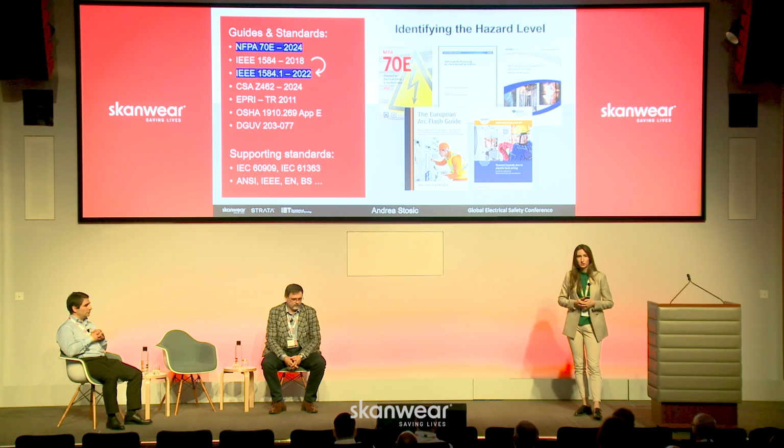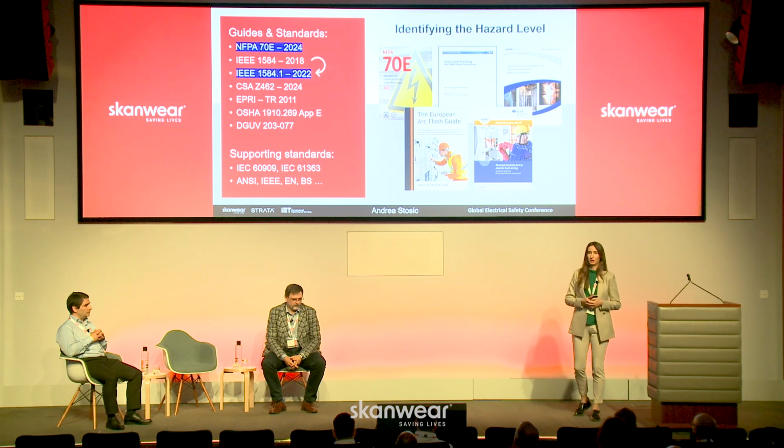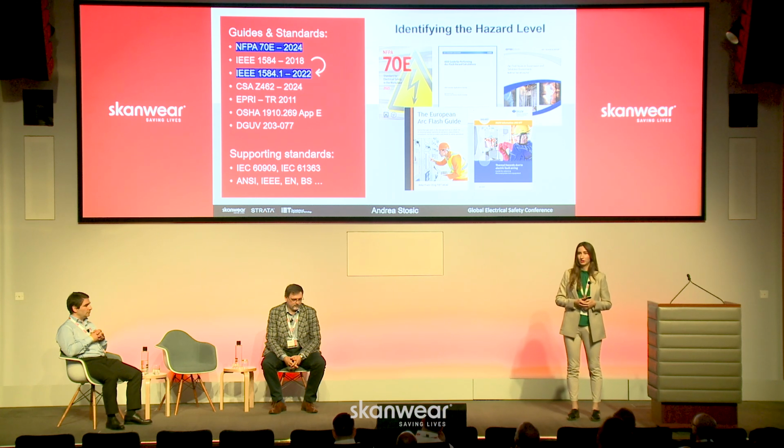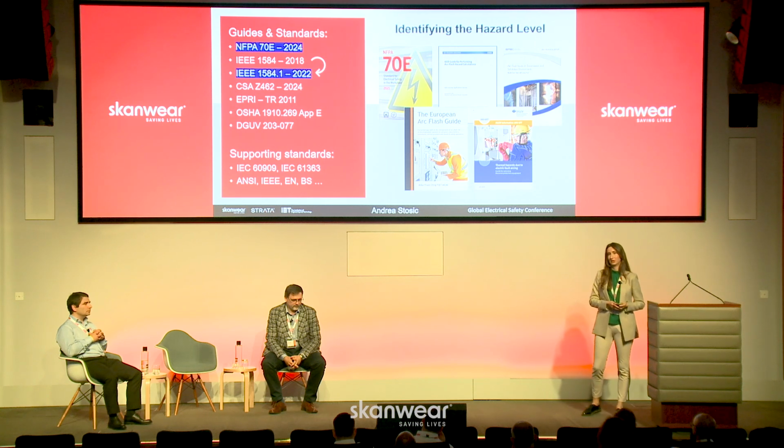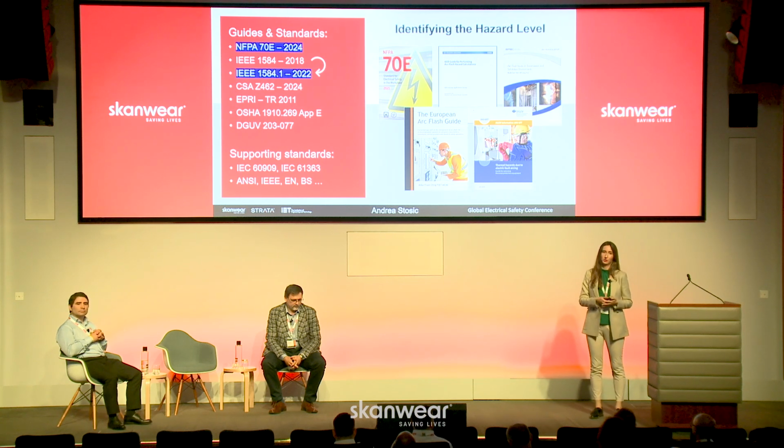Of course, to calculate the incident energy levels, we first need to know the bolted fault currents, or the short circuit currents. So we also need to refer to the relevant short circuit standards. In Europe and the UK, this would be IEC 60909 and/or IEC 61363. In North America, these would be the equivalent IEEE standards or ANSI standards. And as always, local regulations and local wiring standards are applicable as well.